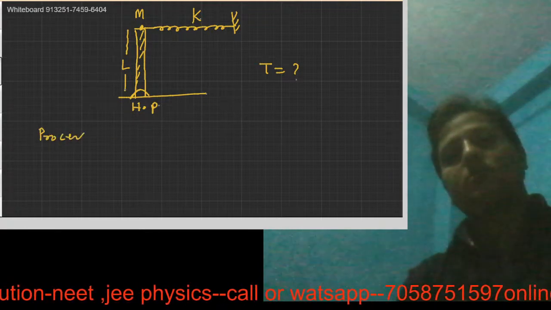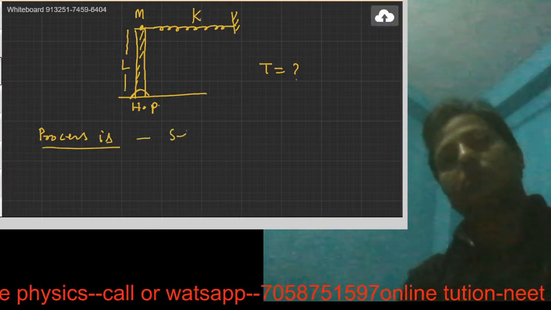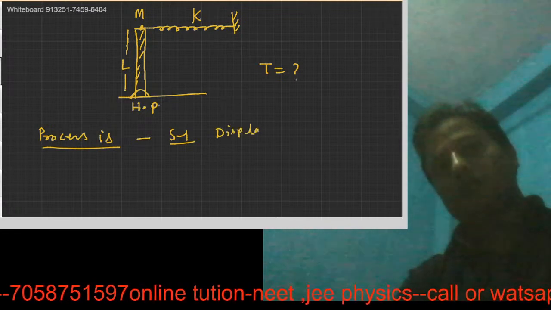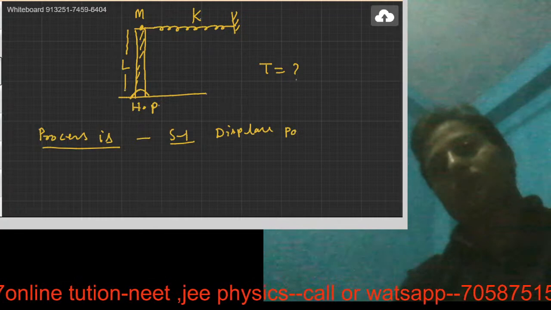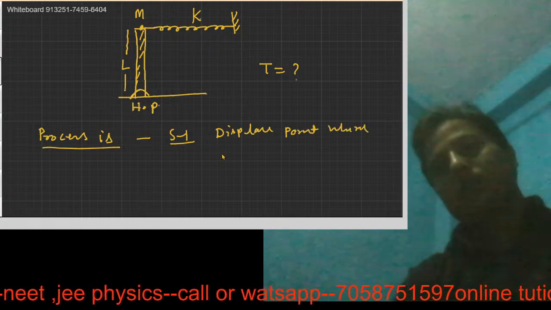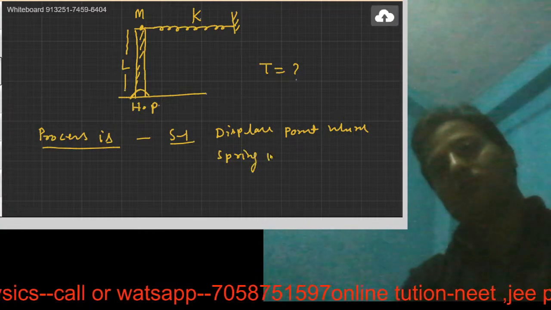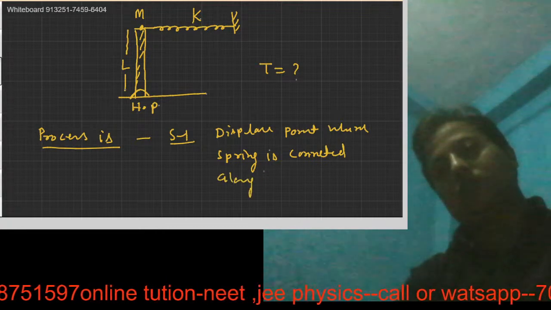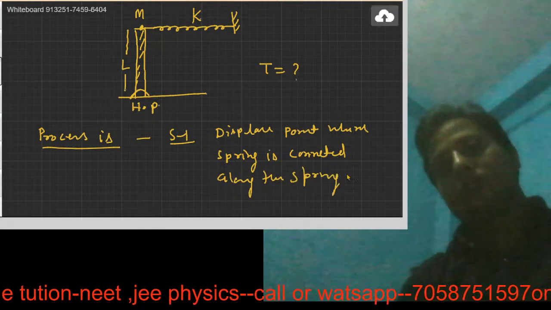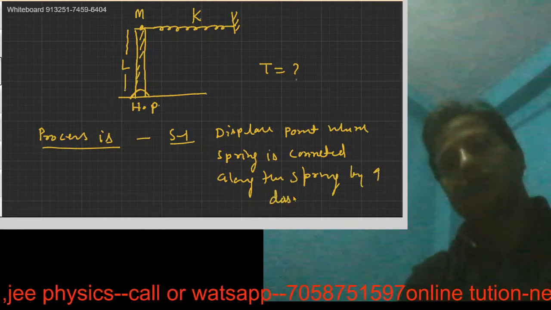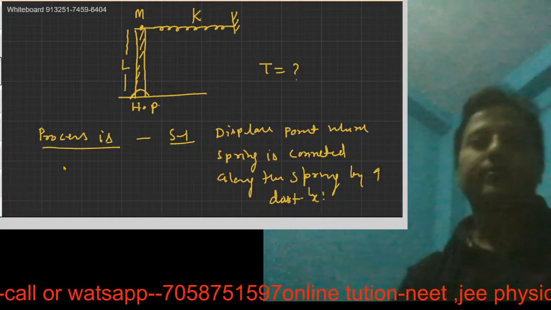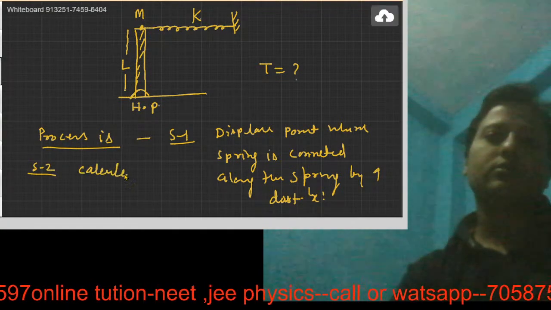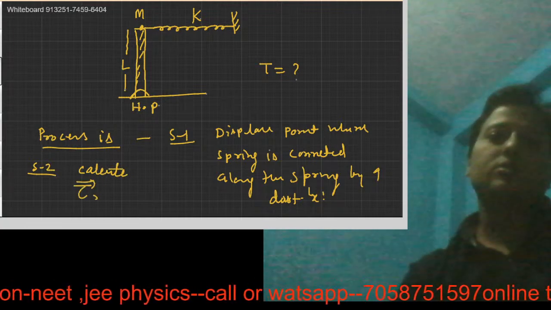The process is: first step is to displace the point where a spring is connected along the spring by a distance x. And the second step is to calculate the restoring torque.